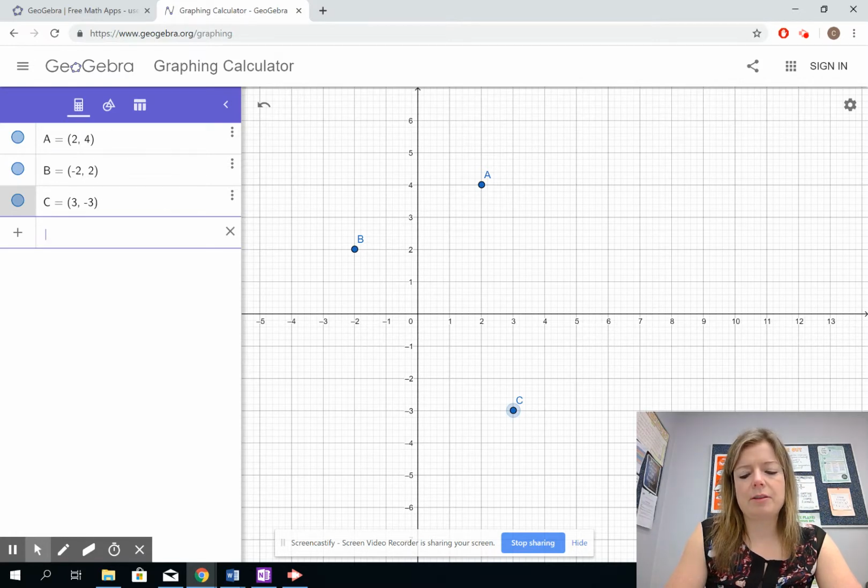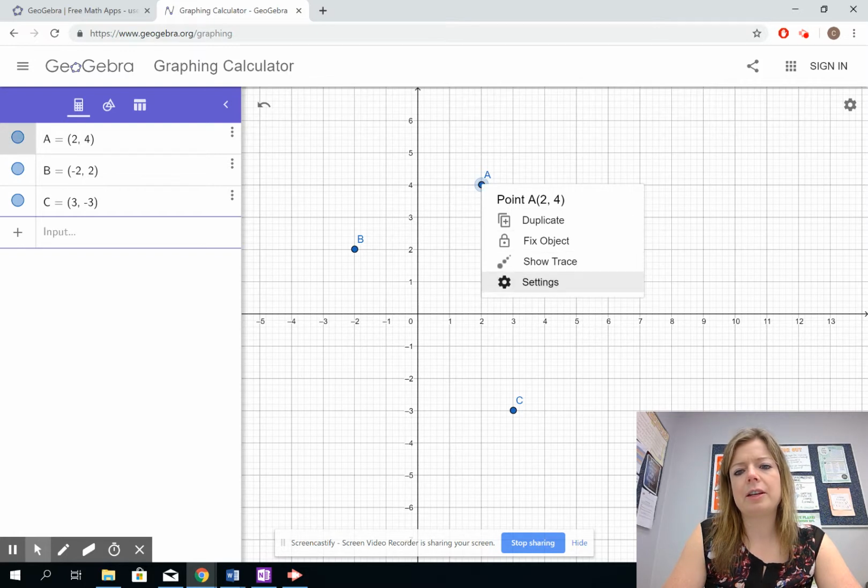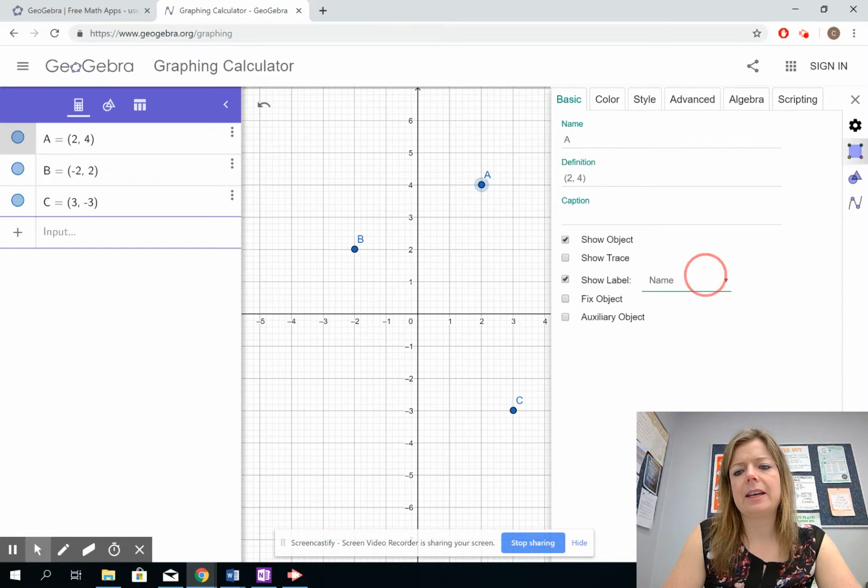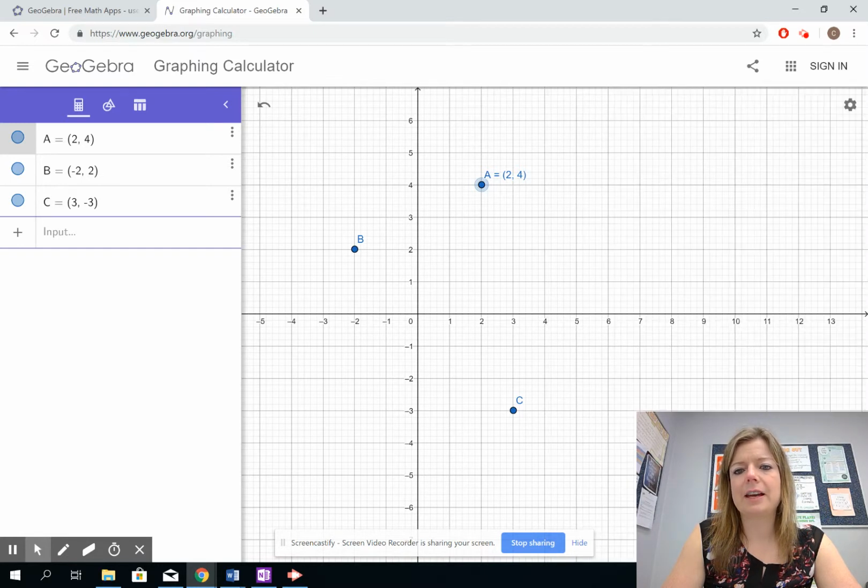Now, if it's important to you that they're actually labeled, you can right click and go to settings. And then here you can just press name and value for the label. And then press the X to X out of that. Okay, and then it has it there. And you could continue that for all 3 coordinates.